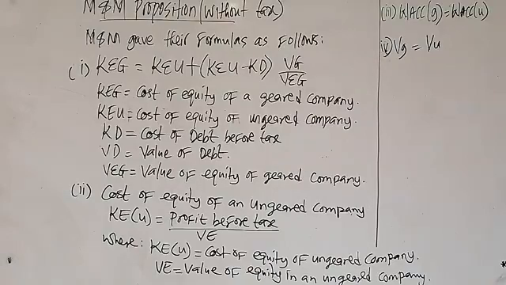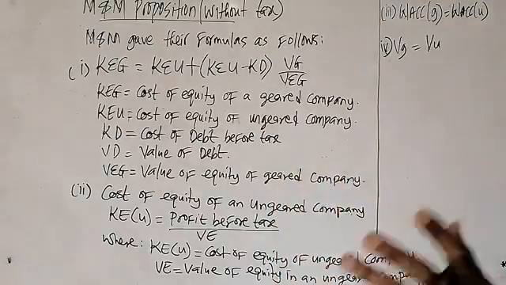What M&M are trying to do, in postulating a proposition where there is no tax, is that they wanted to avoid a situation where the tax treatment of interest payment, which attracts tax relief, is different from the tax treatment of dividend, which does not attract tax relief. So what I'm saying is that there are different ways in which we treat taxation for debt and for equity.